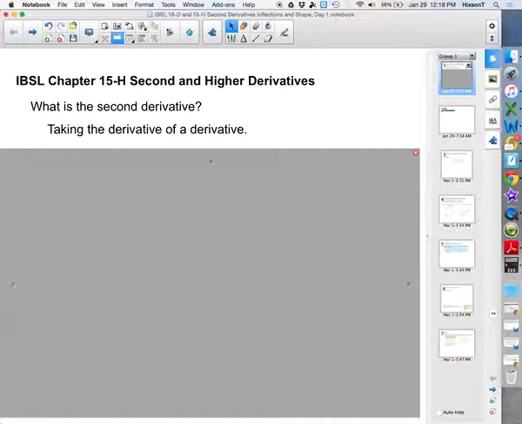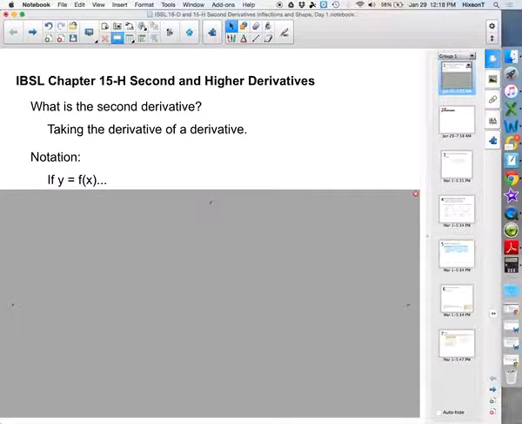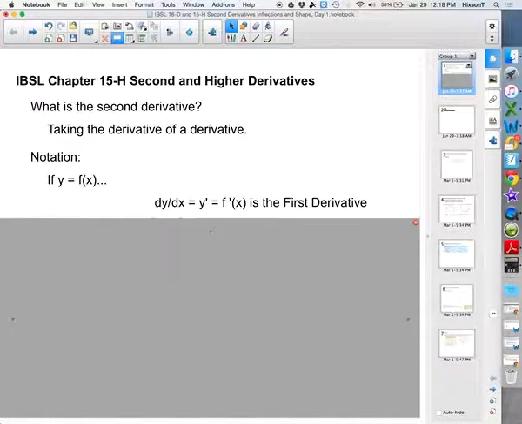Let's look at some notation and then we'll practice with one and then we're going to look at how this is used in relation to the curve sketch, okay? Here's our function, y equals f of x. There are a couple of different versions of the notation here, and you should be familiar with all of them, because they're all used frequently. The derivative is dy dx, or we could call it y prime, or f prime of x.